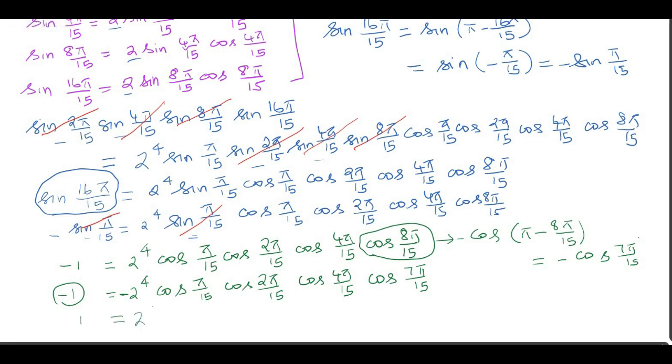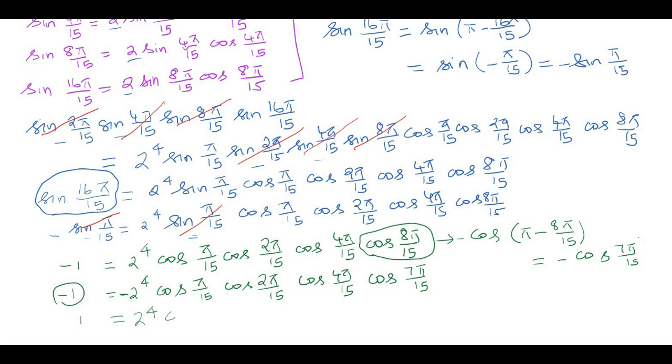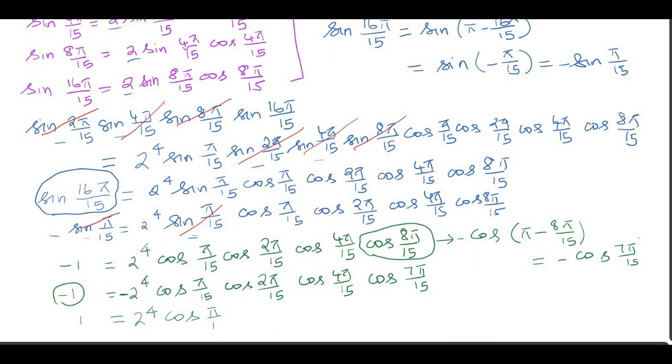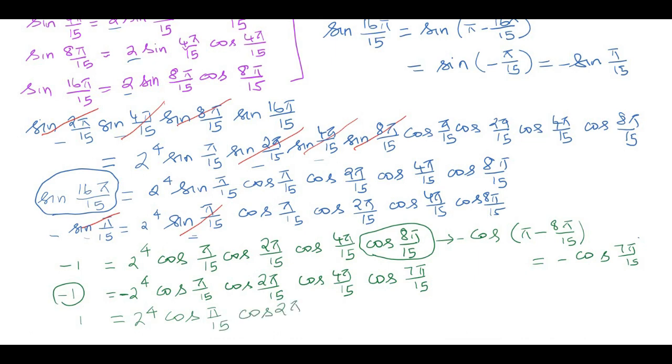2 power 4 cos pi by 15, cos 2 pi by 15, cos 4 pi by 15, cos 7 pi by 15. Okay.